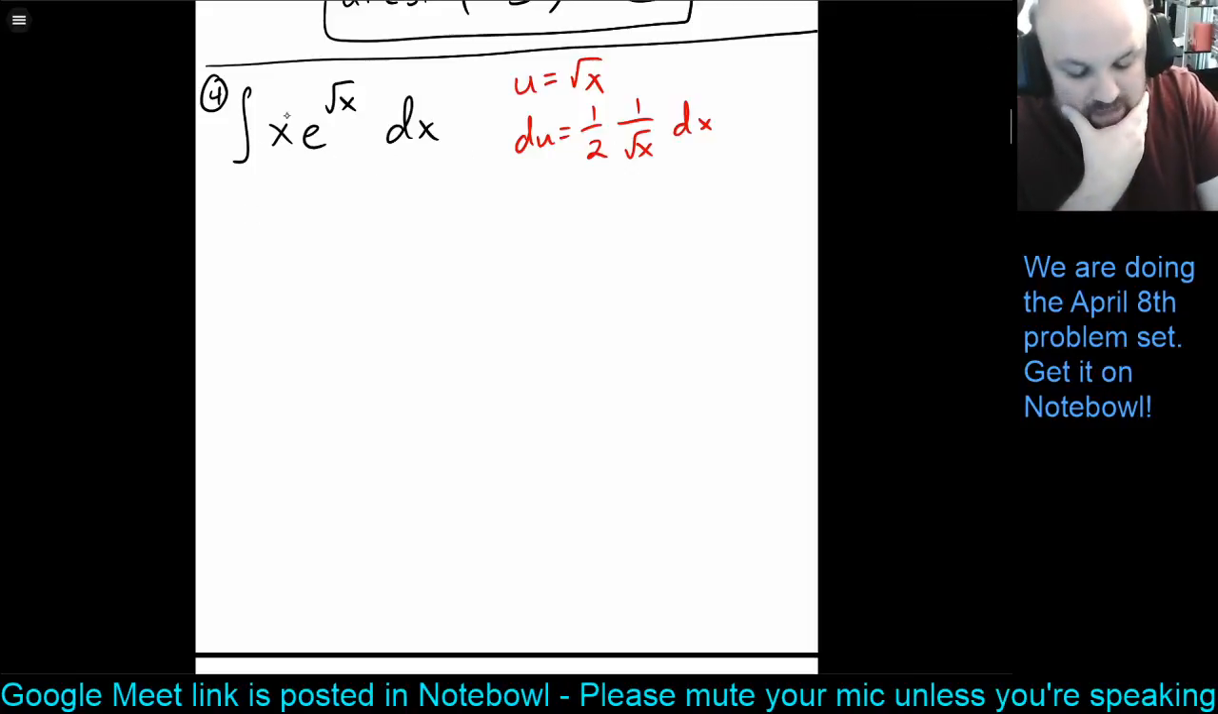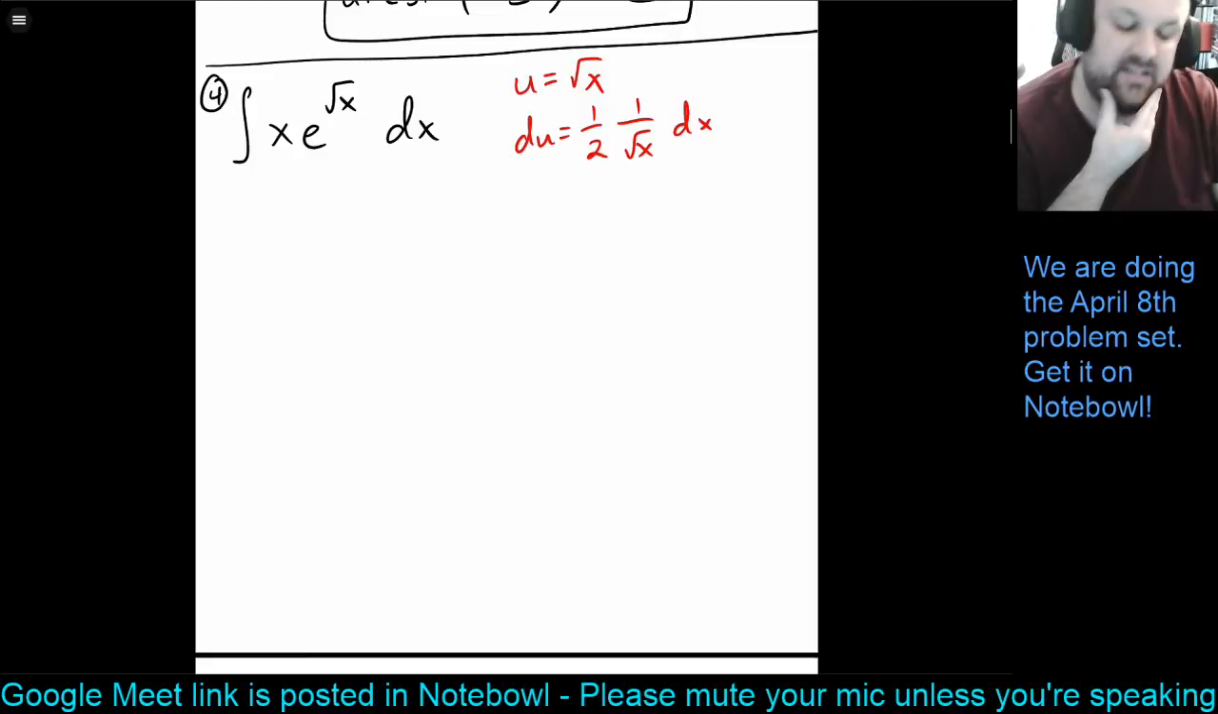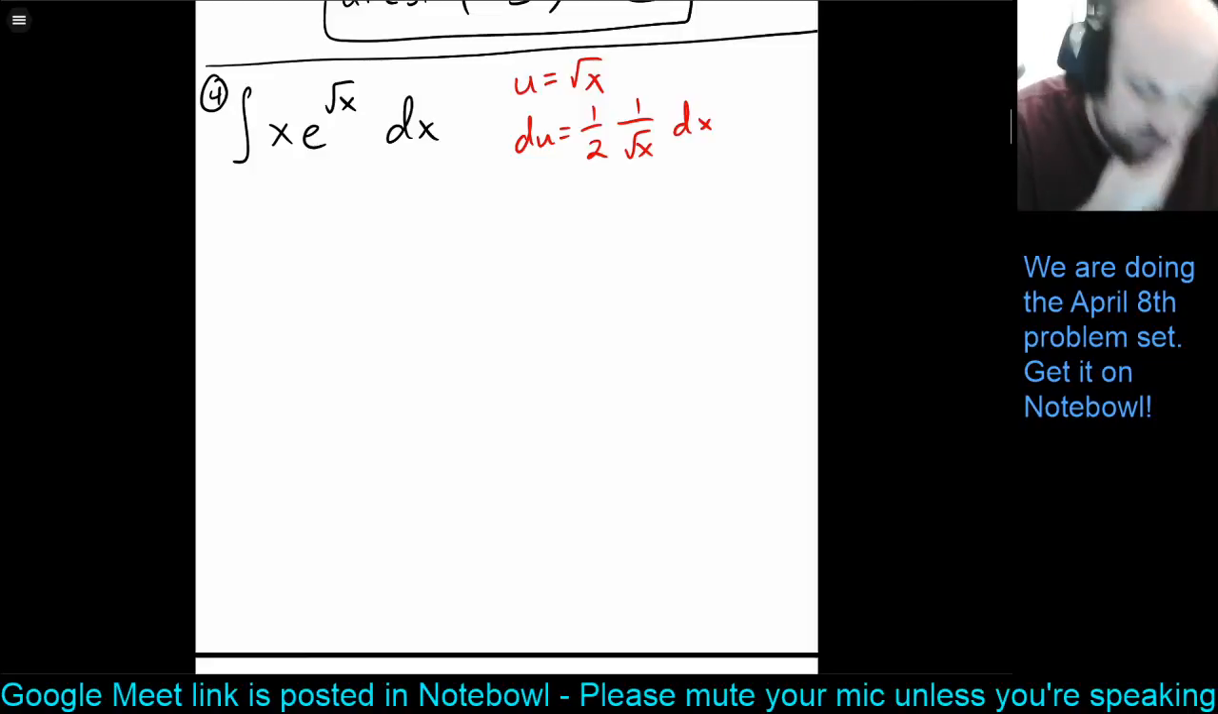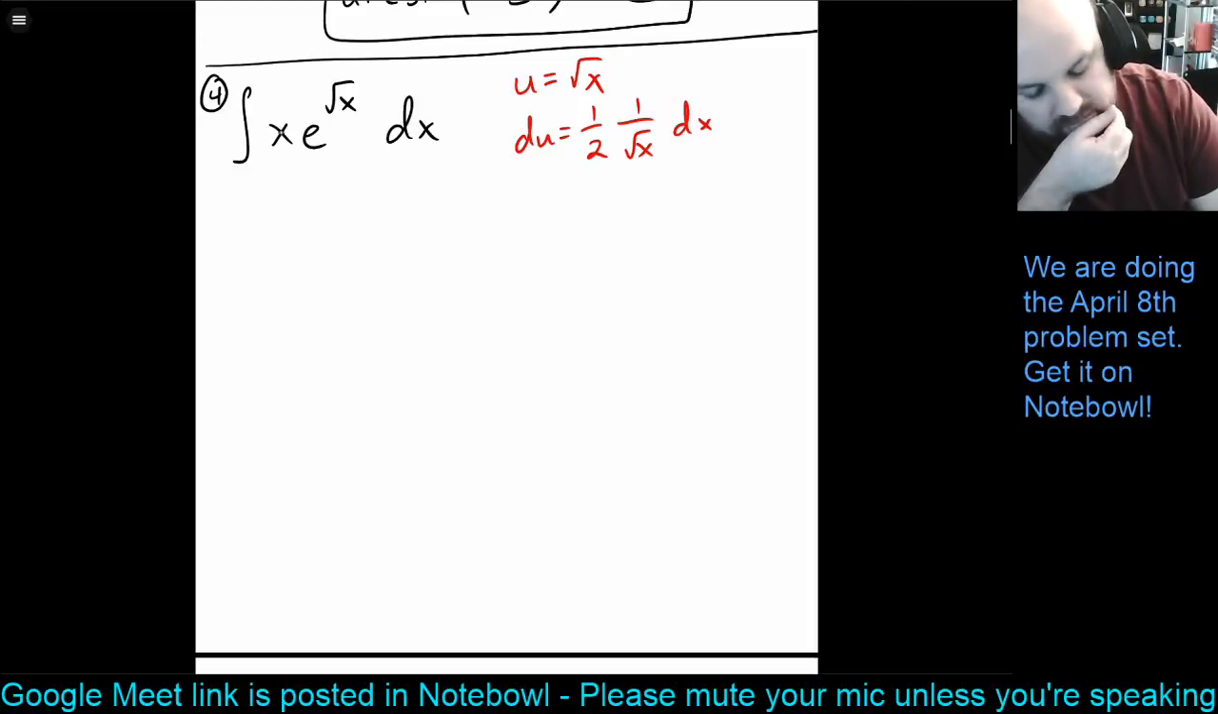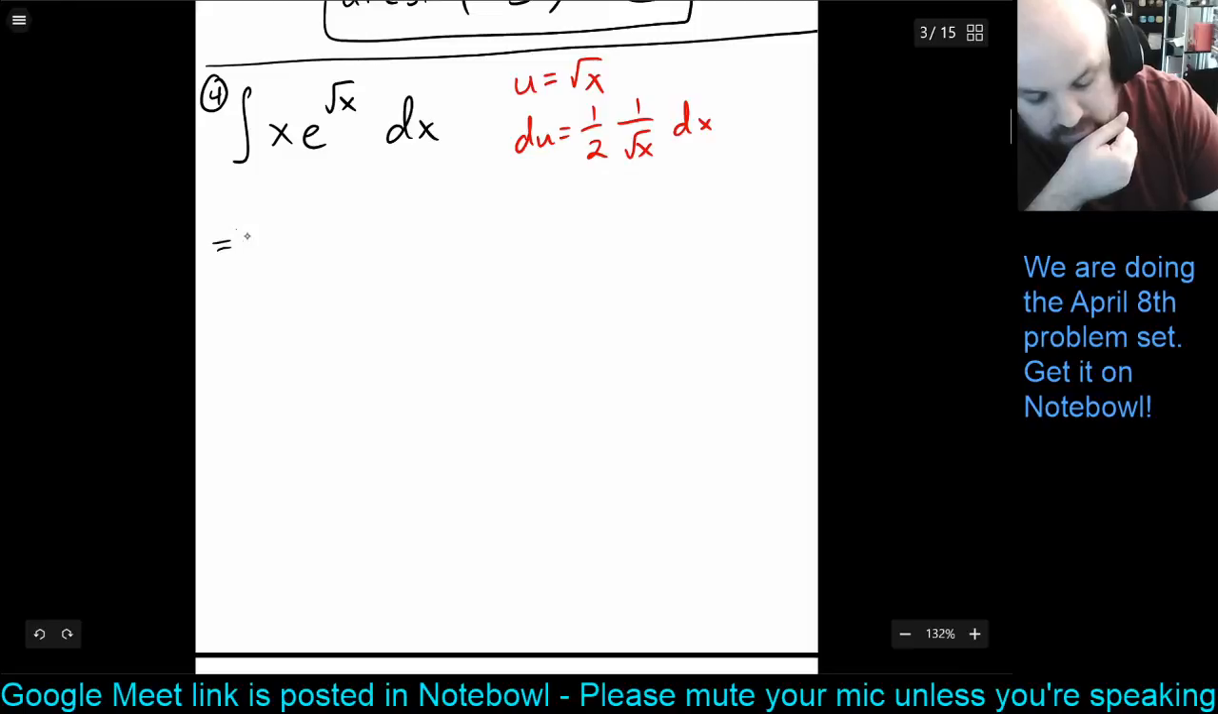Well, we have an x here and we have a dx. So this x here we can get at. Since x is the square root of x squared, this x turns into a u squared. Okay. We have e to the u.